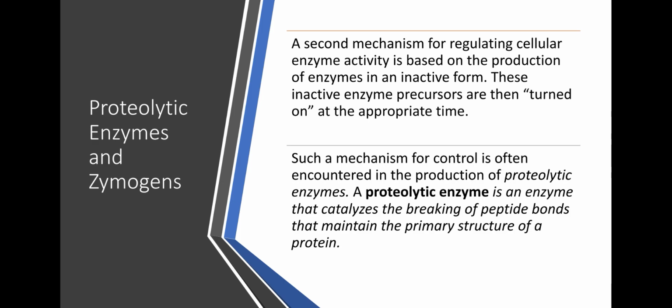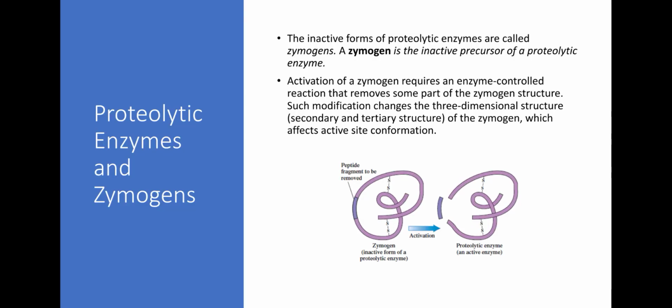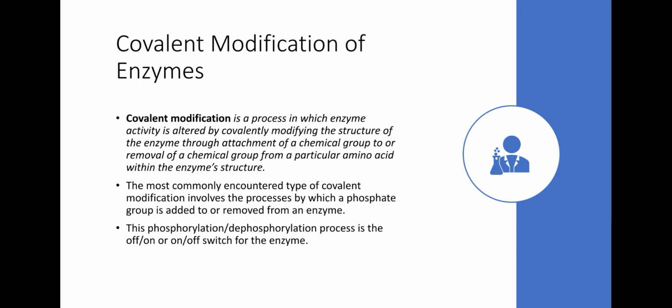Proteolytic enzymes are generated in an inactive form because they would otherwise destroy the tissues that produce them. Later on, when they are needed by our body, they will be converted to their active form. They are called zymogens. Zymogens are the inactive form of the proteolytic enzyme. Activation of a zymogen requires an enzyme-controlled reaction that removes some part of the zymogen structure. Such modification changes the three-dimensional structure of the zymogen, which affects the active site conformation.